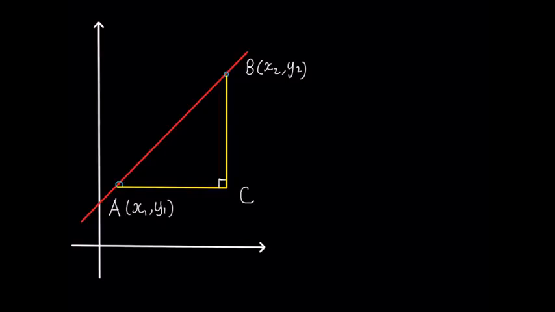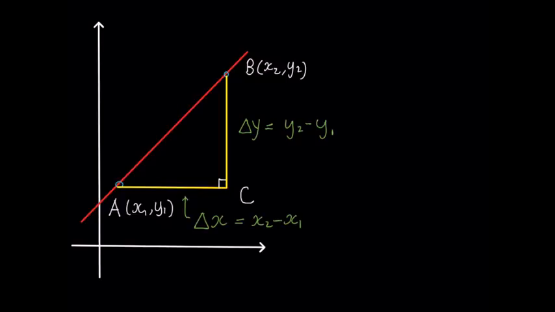The distance BC, we'll call that delta y, which just means the change in y, or the difference in the y values. That's going to equal y2 minus y1. And the change in x is the difference between the two x values along AC. So the length of AC is delta x, and we'll write that as x2 minus x1.